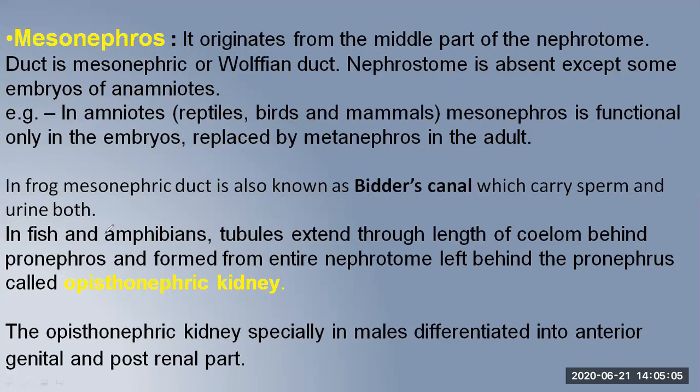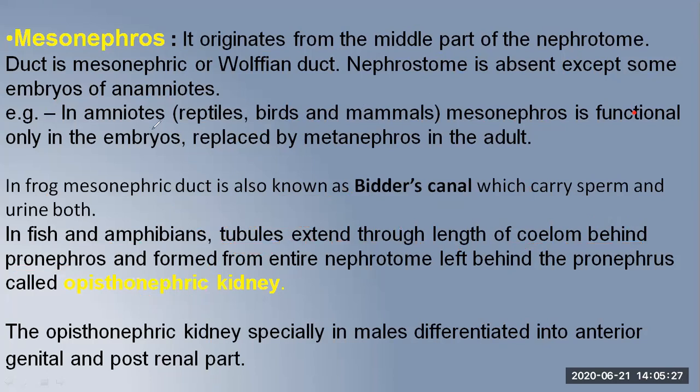Now, in fish and amphibians, tubules extend through the length of the coelom. There is also one different type of kidney. What it is saying is that in fish and amphibians, these mesonephric tubules extend through the length of the coelom behind the pronephros. We have to see this with the help of the figure.